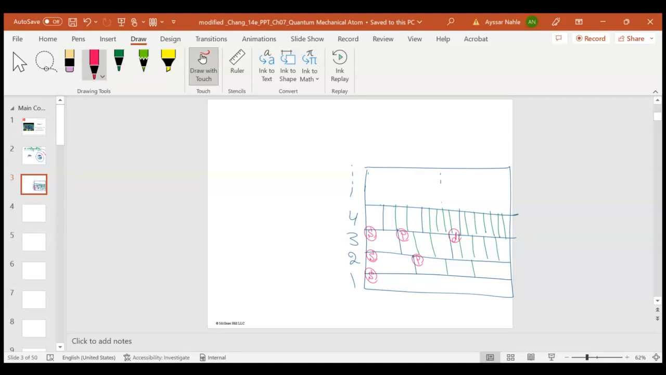Okay. Now, labeling the rooms, this will be labeled S, and this will be labeled P, and this will be D, and this will be F.